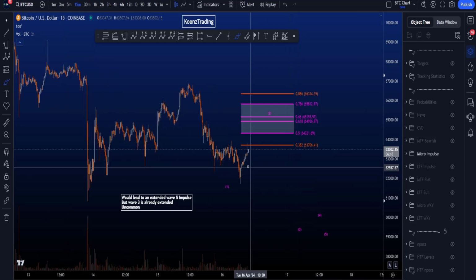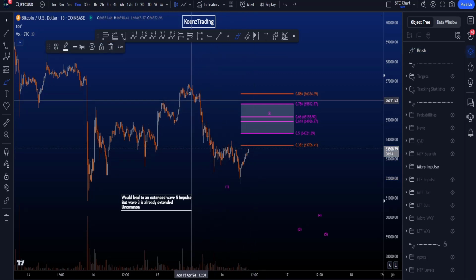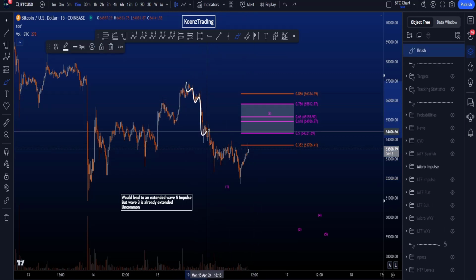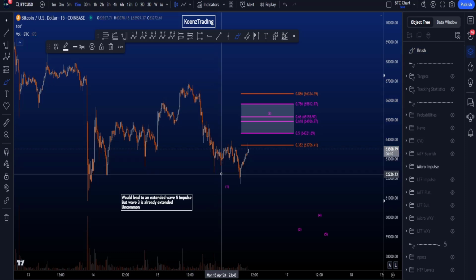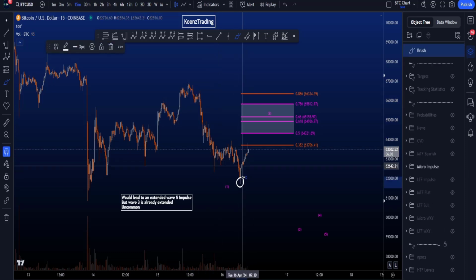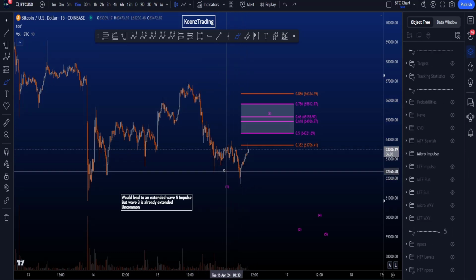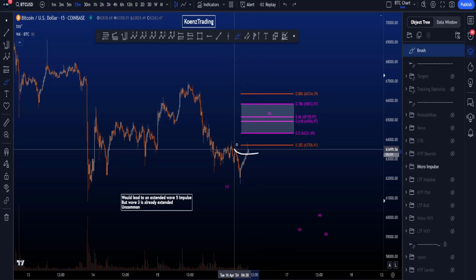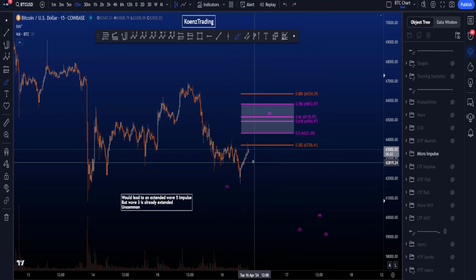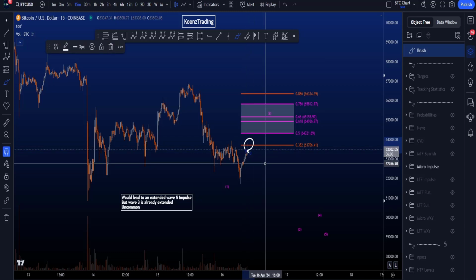Now, by all means, as price has started to range here, we could count a 1, 2, 1, 2, 3, 4, 5, and then another 4, 5, where the low is this, or the low is this, doesn't really matter. In both cases, we're looking for price to move to the upside, where the minimum target is the 0.382, which just has been touched over here, right?